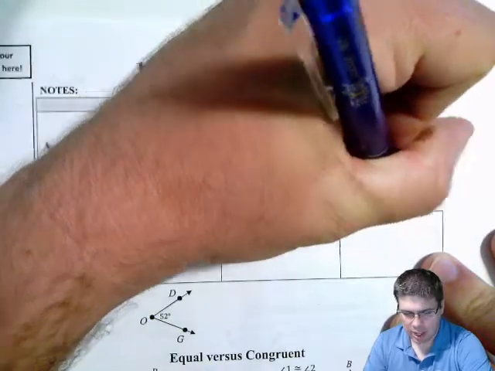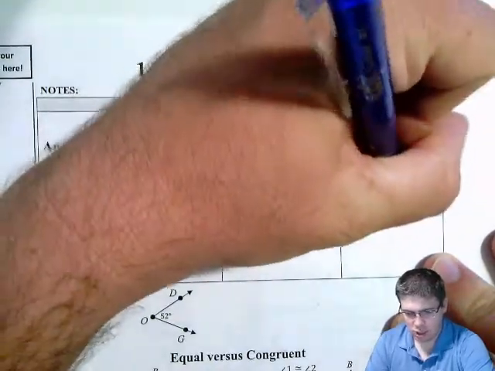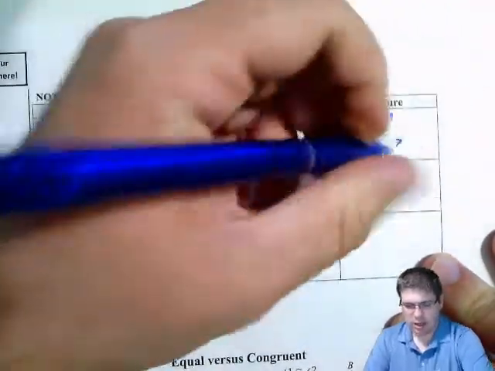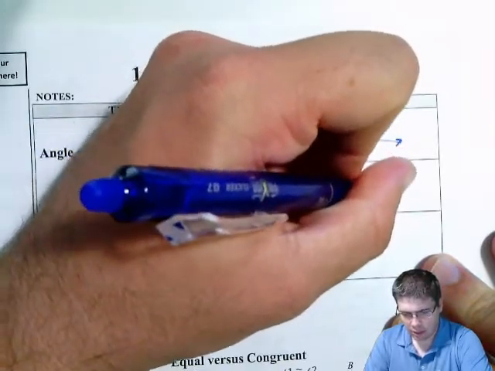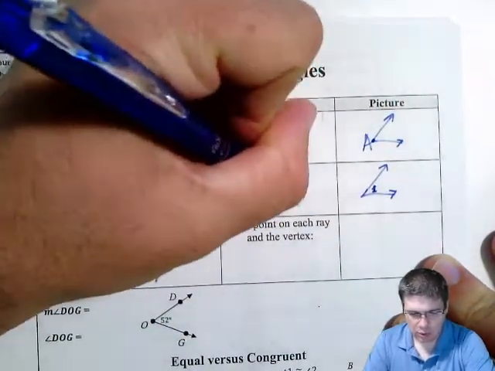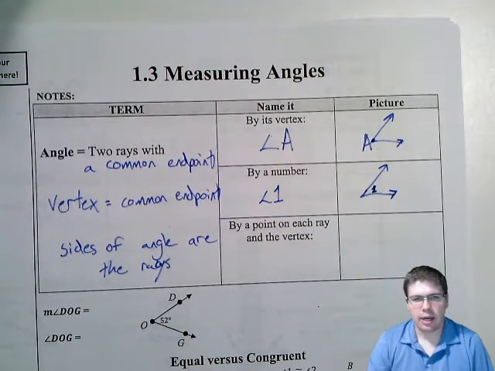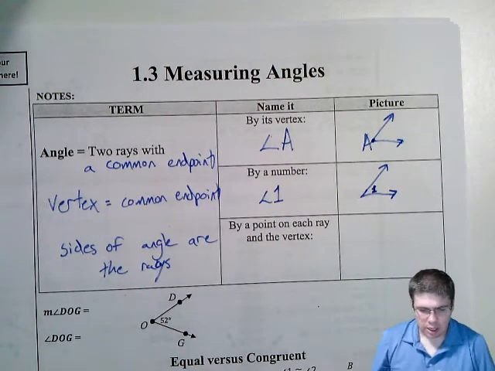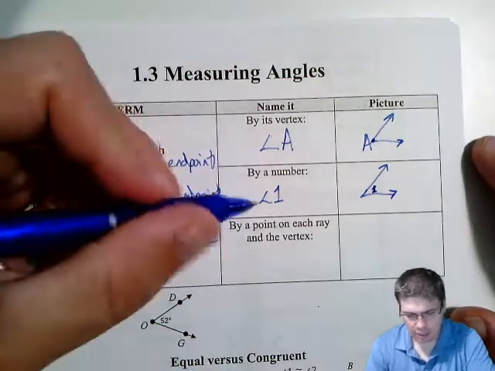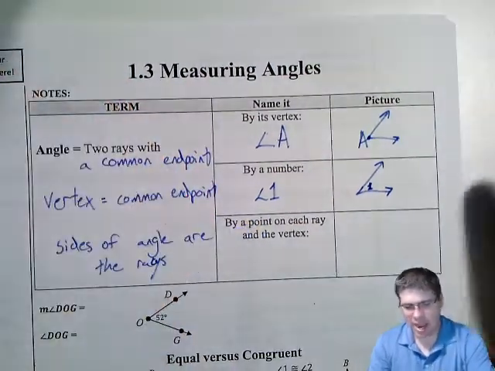Sometimes we'll label an angle in a shape or something like that with a number. So I might call that angle, maybe that's a 1 there. So this would be angle 1. And so that's another way that we can label an angle. And then a third way is we can label it by a point on each ray and the vertex.